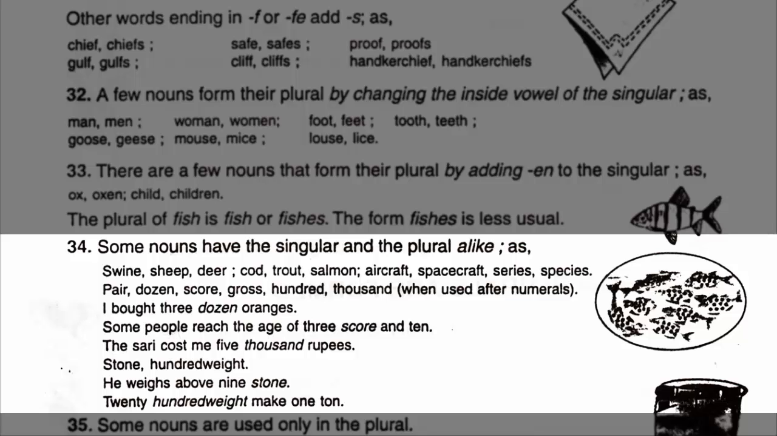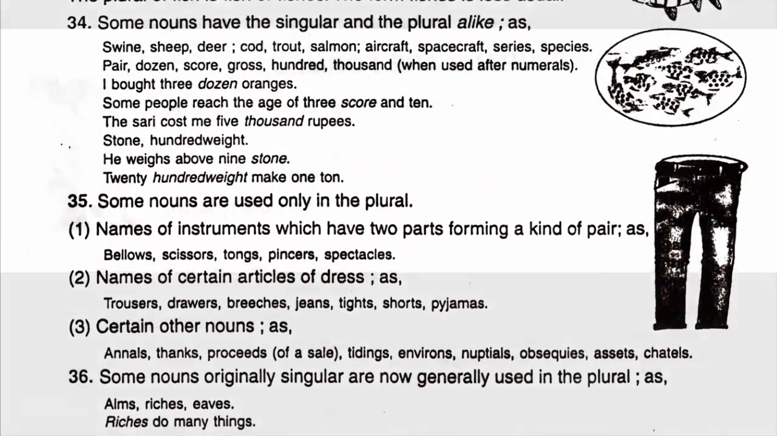Pair, dozen, score, gross, hundred, thousand, when used after numerals. I bought 3 dozen oranges. Some people reach the age of 70. The sari cost me 5,000 rupees. Stone, hundredweight. He weighs above 9 stone. 20 hundredweight make 1 ton.